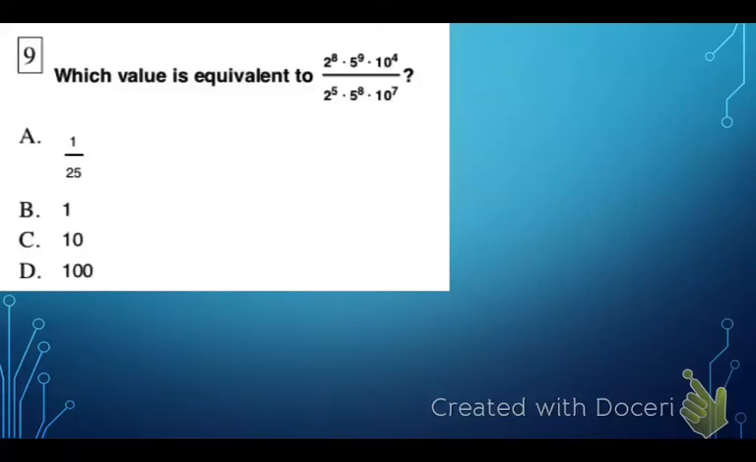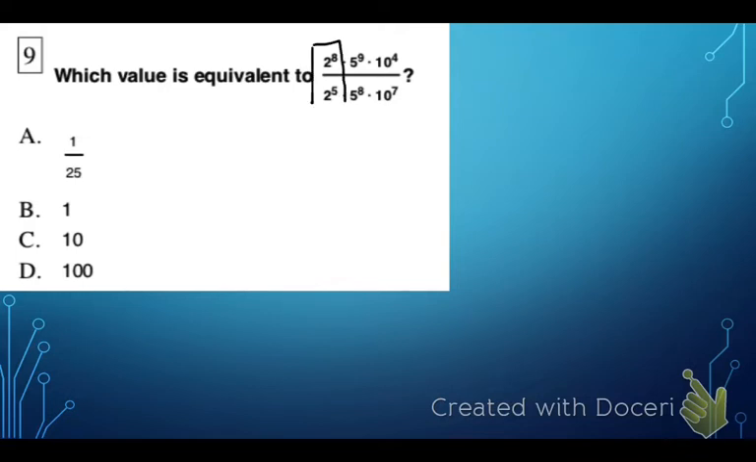All right, this is question 9. Which value is equivalent to 2 to the 8th times 5 to the 9th times 10 to the 4th, all divided by 2 to the 5th times 5 to the 8th times 10 to the 7th? Well, to solve this problem, I need to use my exponent rules.